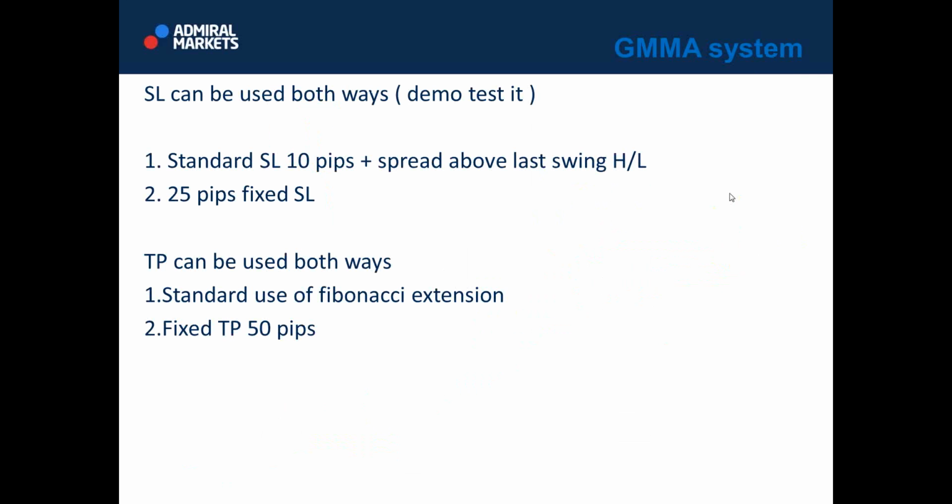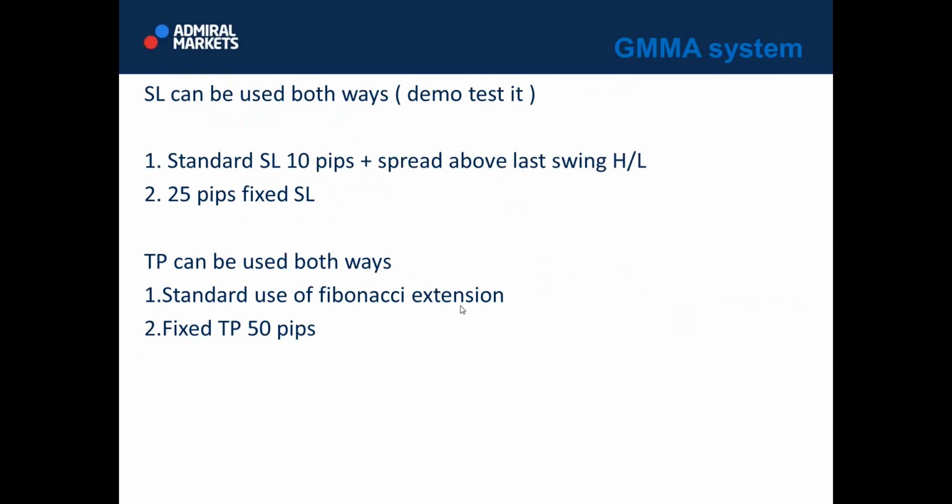This is not tradable. Stop loss, 10 pips above last swing high and low plus spread, or 25 pips fixed. That is what you should also need to work on to see how they complement each other, which kind of stop loss to use.